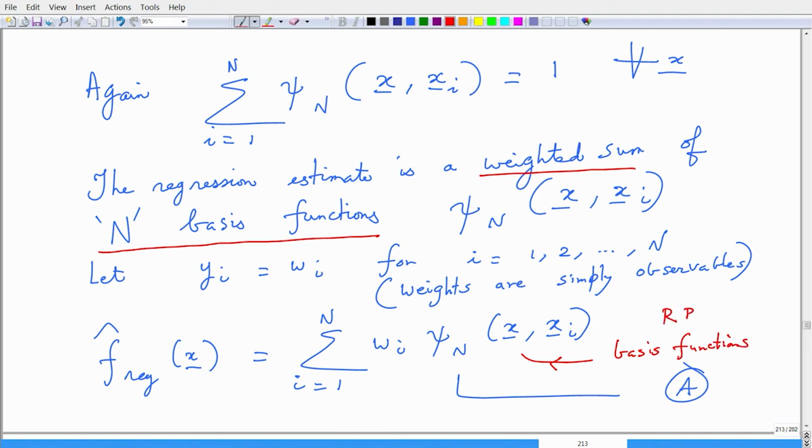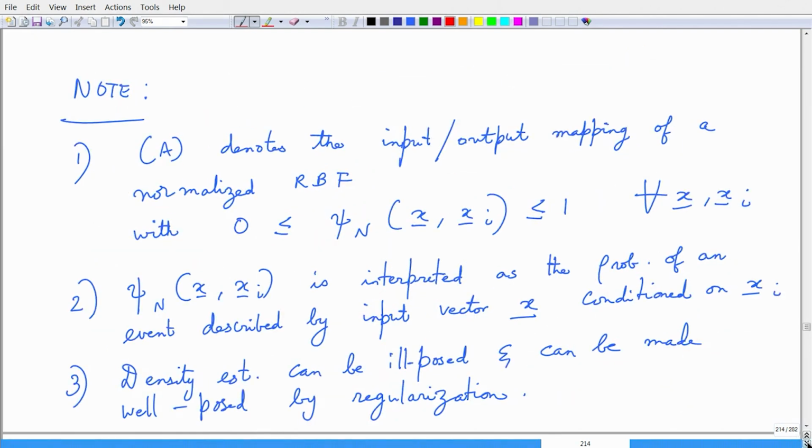I will put these letters RB, standing for radial basis. They are our radial basis functions, which are computed for every data point xi, and this is the weight. This can be interpreted as a weighted sum of n different basis functions, and the weights are essentially the observables. Okay. So, this completes our regression estimation formula.